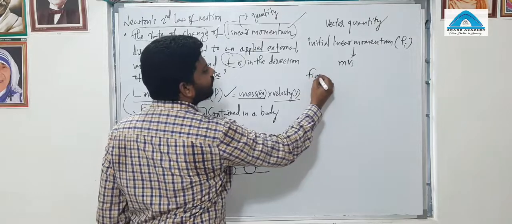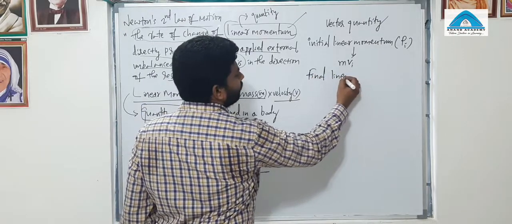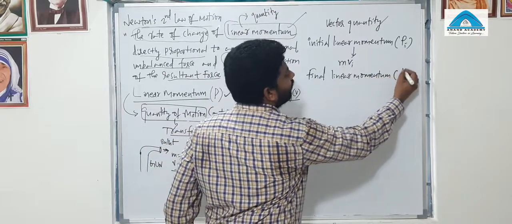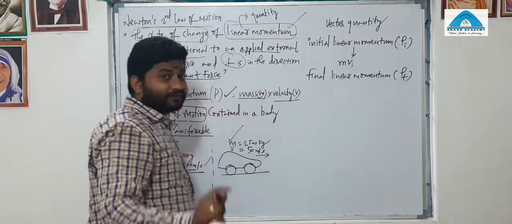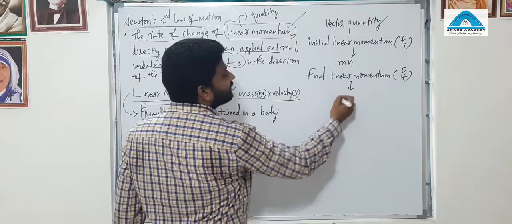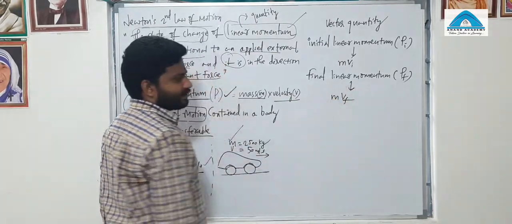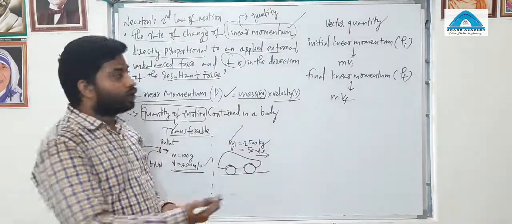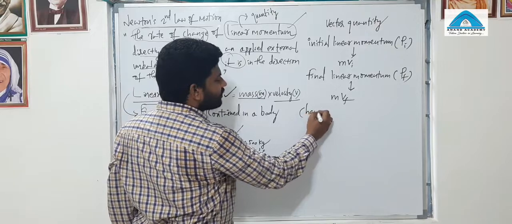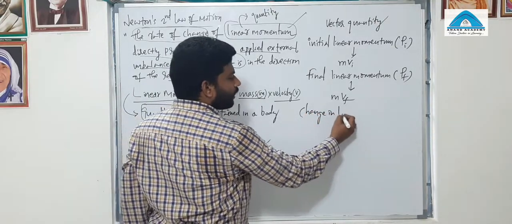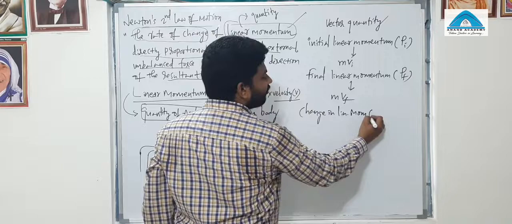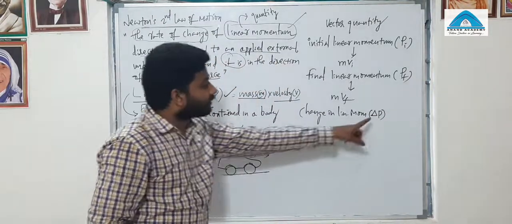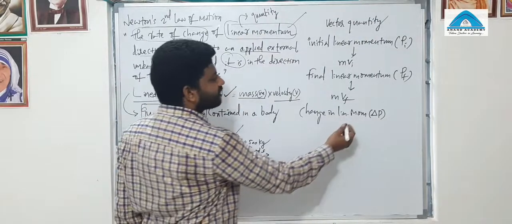So the final linear momentum can be written with the symbol P suffix F. F stands for final, and it's mass into final velocity. So there is a change in linear momentum, right? I am writing here the change in linear momentum, which can be written as delta P. Delta stands for change. P stands for linear momentum.